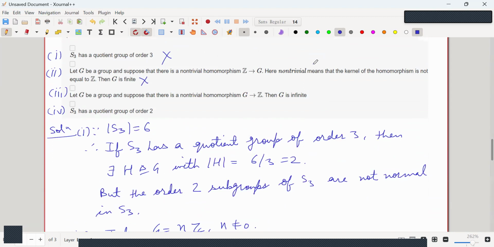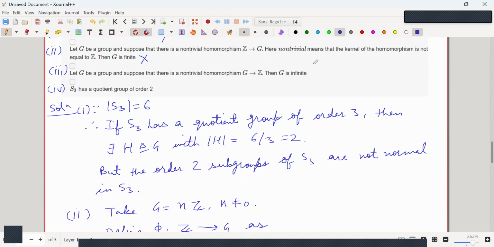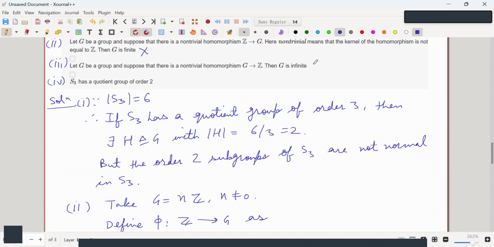What about the third one? Let G be a group, and suppose that there is a non-trivial homomorphism from G to Z. Then can we say that G is infinite? In this case, if it is not true, you just need to produce a finite group G such that you get a non-trivial homomorphism from G to Z. But if you want to show that this is true, then you have to actually prove it. So, what do you expect, is it true or false?